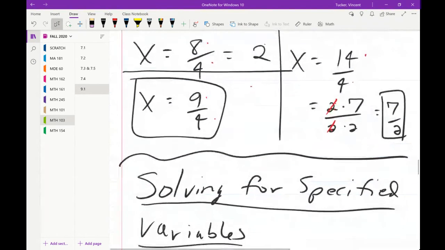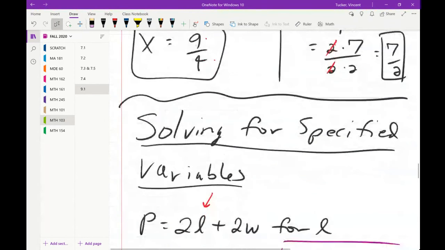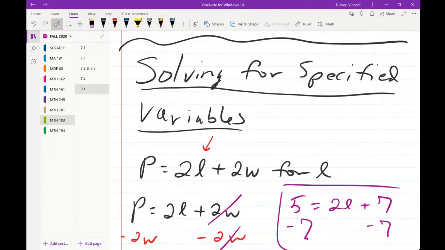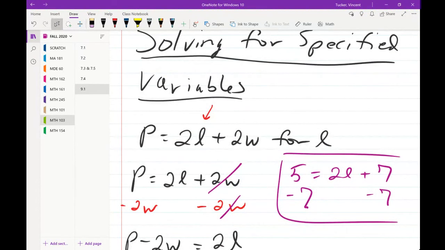All right. The next thing we talk about in this section is how to solve for a specified variable. When you solve for specified variables, more than likely you will not have a solid answer.